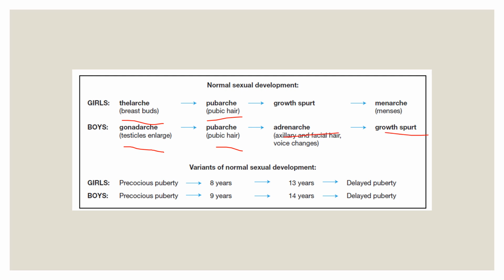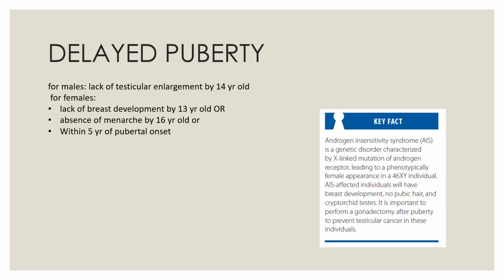In girls, usually late puberty is a problem, so that is when you have to mainly work up. In boys, precocious puberty is mainly a problem. That is when you have to mainly work up. The age is 8 to 13 years. Delayed puberty for males is a lack of testicular enlargement by 14 years of age. For females, it is lack of breast development by 13 years or absence of menarche by 16 years or within the first 5 years of pubertal onset.